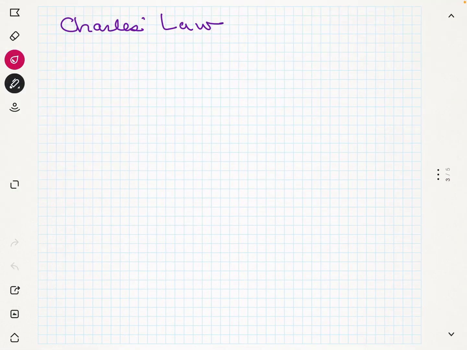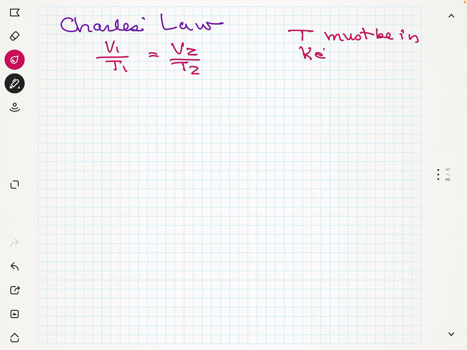Next, let's consider Charles's law. Charles's law is V1 over T1 equals V2 over T2. Please remember, T must be in Kelvin. Let's go ahead and do a problem on this one.